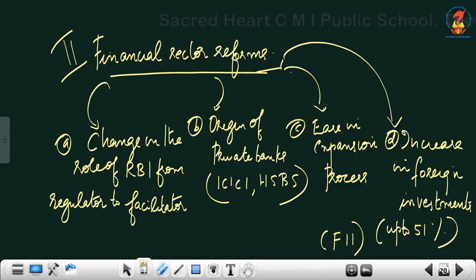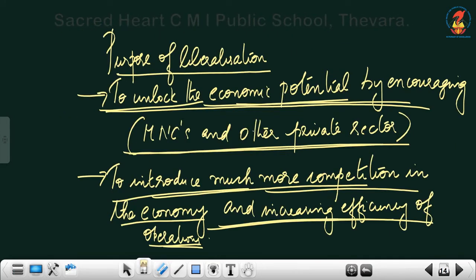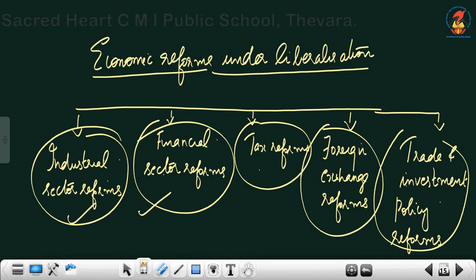Next we will move on to the financial reform. So let me take that slide once again. That is, liberalization consists of industrial sector reforms, financial sector reforms, tax reforms, foreign exchange reforms and industrial trade investment policy reforms. Now we started discussing with industrial reforms.